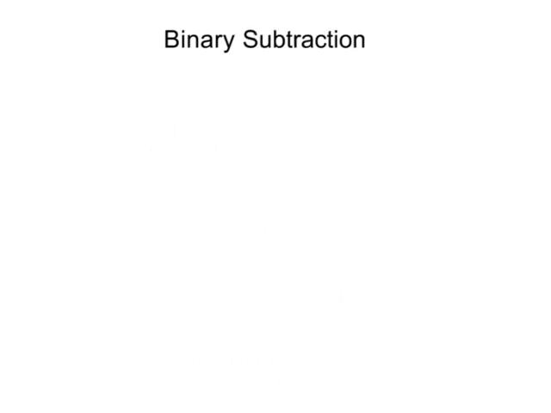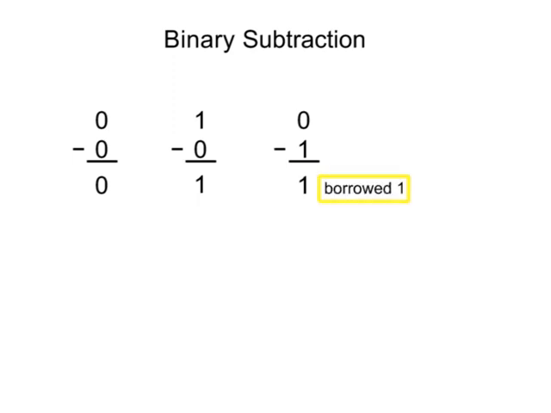Subtraction in binary also has four properties. 0 minus 0 equals 0. 1 minus 0 equals 1. 0 minus 1 yields a 1 but requires a borrowed 1 from the next digit place. 1 minus 1 equals 0.